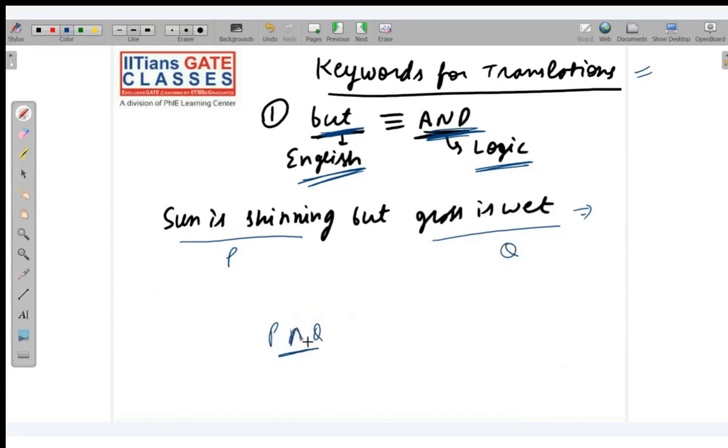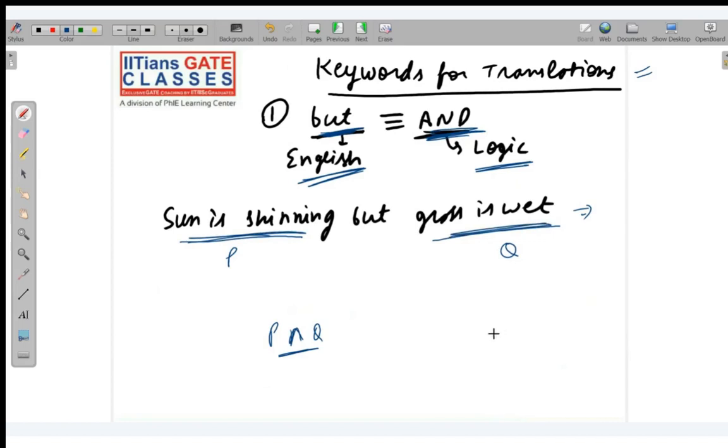See, actually you may be wondering why but is treated as and. There is no way out in logic. I cannot give you some expressions in logic. That's why logic is incomplete. From common sense, what you are saying is sun is shining, so your expectation was grass should be dry. It should not be wet. But still I am saying grass is wet. So it's against your expectations.